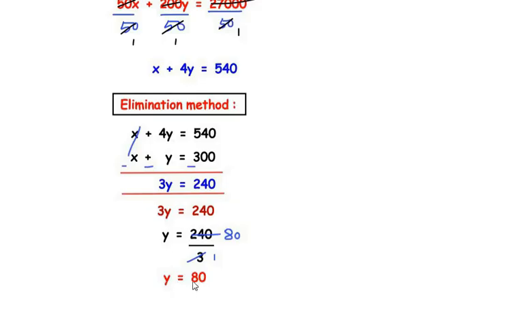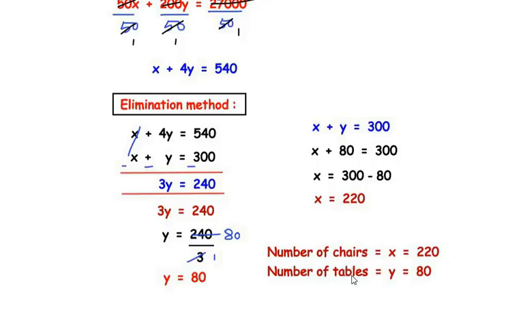Now once we have got the value of y, let us find out the value of x by using the second equation. So here we have considered the equation x plus y is equal to 300. Now we have got the value of y here as 80. So the equation now becomes x plus 80 equal to 300. Now taking positive 80 on the other side of equal to sign, we get the value of x as 300 minus 80 or the value of x as 220. So here the number of chairs and number of tables rented by the school is 220 and 80. So this is going to be our answer.